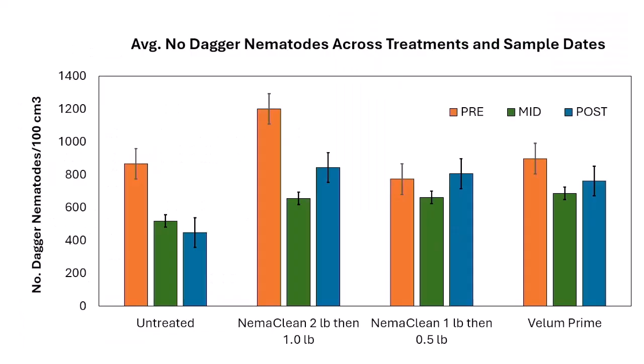You can see number of dagger nematodes on the left there, and then our different treatments on the bottom. And within each treatment, you can see our pre, mid, and post samples. So before we sprayed, a month after, and then 2 months after the first spray or a month after the second one. And for dagger nematodes, I hope you can find something there, but we couldn't. So we didn't see any good effect on dagger. It seemed like it was all over the place, the same in every single treatment. Not really anything going on.